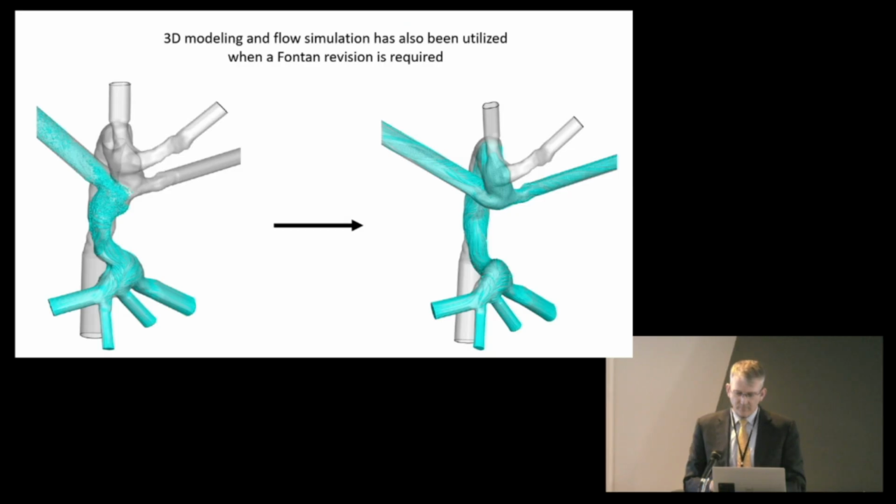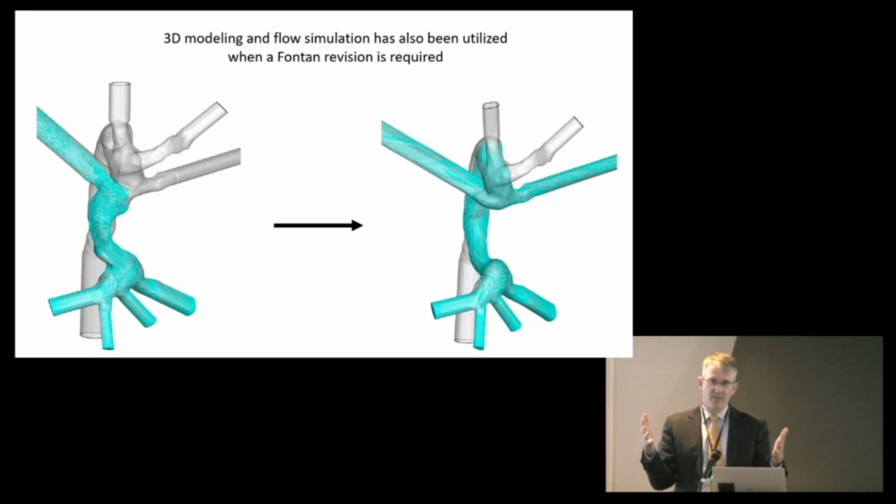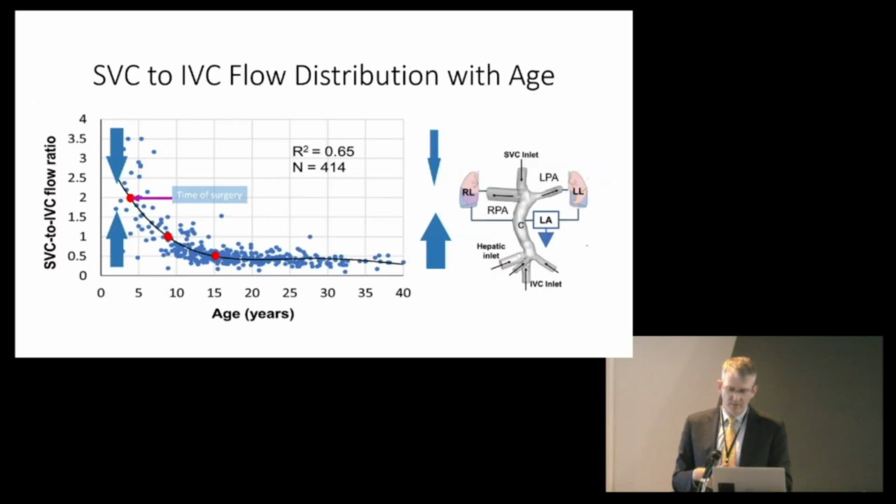One of the other things we've focused on recently is how we use this to better understand how to manage Fontan patients as they get older. What we recently showed is that when you get your Fontan at 2.5 or 3 or 4 years of age, your superior vena cava flow is twice your inferior vena cava flow. At the time you're 8, those flows are relatively equal, and when you're 15, your inferior vena cava flow is twice your SVC flow.